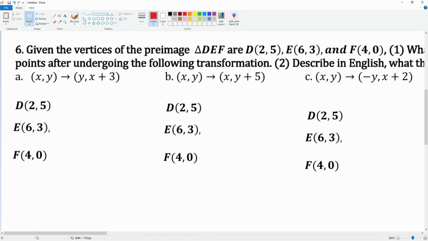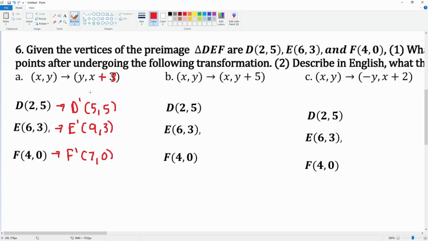It looks like the x is added 3. Okay, so D prime is going to be (5, 5) because I added 3 to the x. E prime looks like it is (9, 3), and then F prime looks like it is (7, 0). But notice this is right 3 units. Okay, but then notice it swaps.